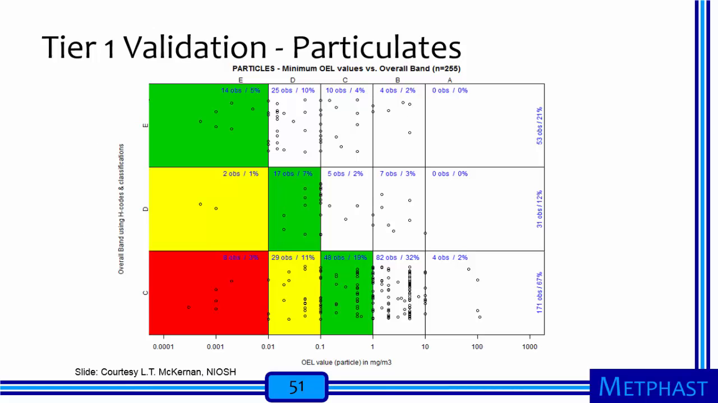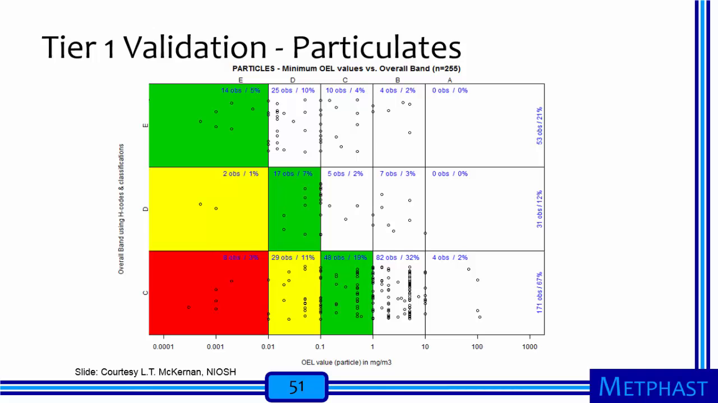This graph shows the results of the validation for Tier 1 for particulates. As for the case of vapors, on the horizontal axis we see the OELs for particulates. These are divided into 5 categories A through E. Category A corresponds to chemicals for which the OELs are greater than 10 milligrams per cubic meter. Category B for OELs between 1 and 10 milligrams per cubic meter. Category C for 0.1 to 1 milligram per cubic meter. D is for 0.01 to 0.1 milligram per cubic meter. And category E is for less than 0.01 milligram per cubic meter.